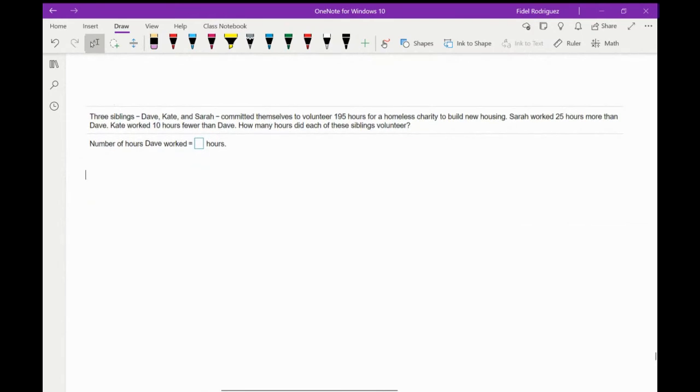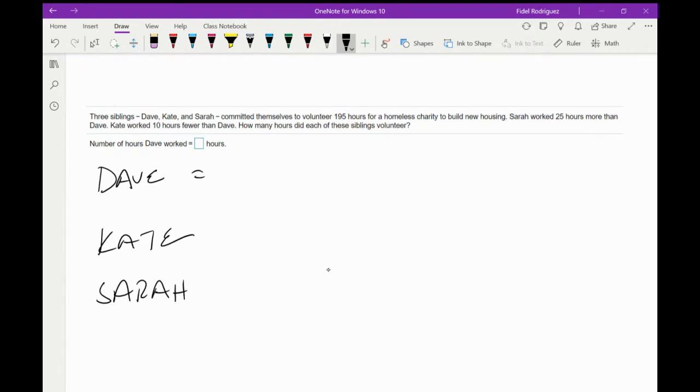Okay. So this next problem says 3 siblings, Dave, Kate, and Sarah, committed themselves to volunteer 195 hours for a homeless charity to build new housing. Sarah worked 25 hours more than Dave, and Kate worked 10 hours fewer than Dave. How many hours did each of these 3 siblings volunteer? Okay, so we know we have 3 siblings. We have Dave, we have Kate, and we have Sarah. Okay.